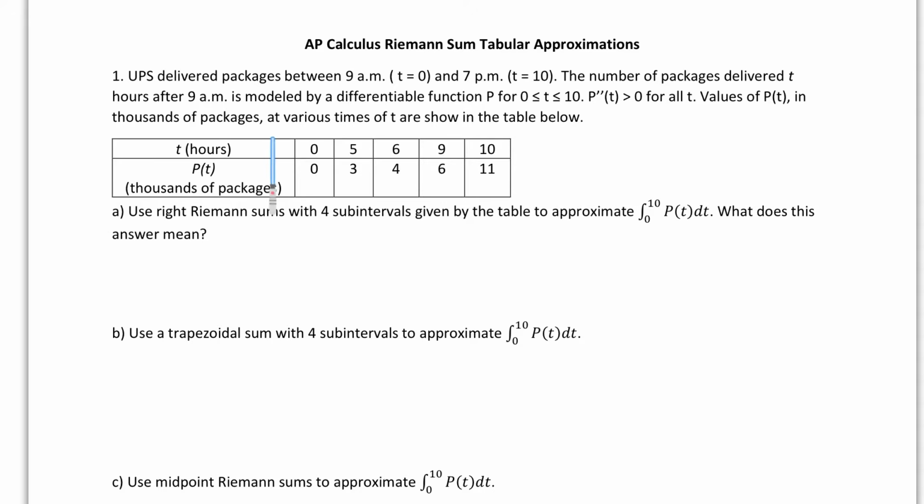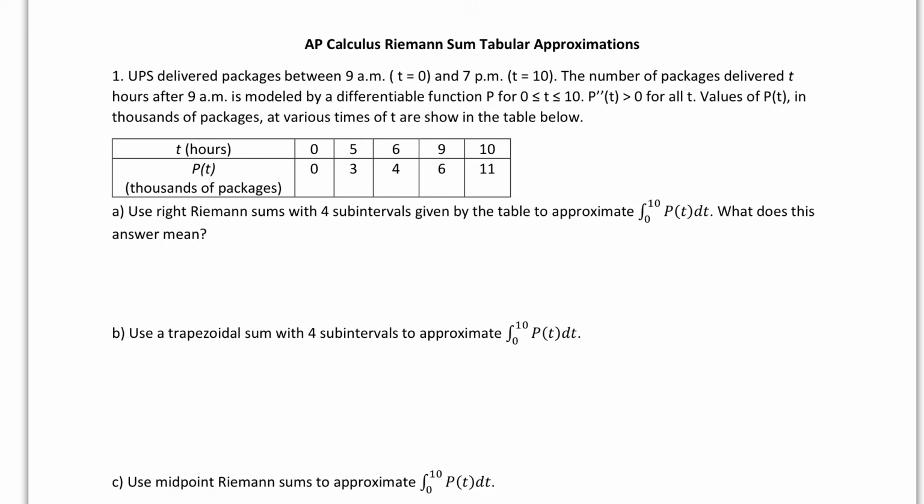Values of p of t in thousands of packages at various times are shown in the table below. So we've got this table. At 0 hours, 0 packages. That makes sense. 5 hours, 3,000 packages. 6 hours, 4,000. 9 hours into it, there's 6,000 packages, and at 10, 11,000 packages were delivered. Okay, use right Riemann sums with 4 subintervals given by the table to approximate the integral from 0 to 10 of p of t dt. What does this answer mean?